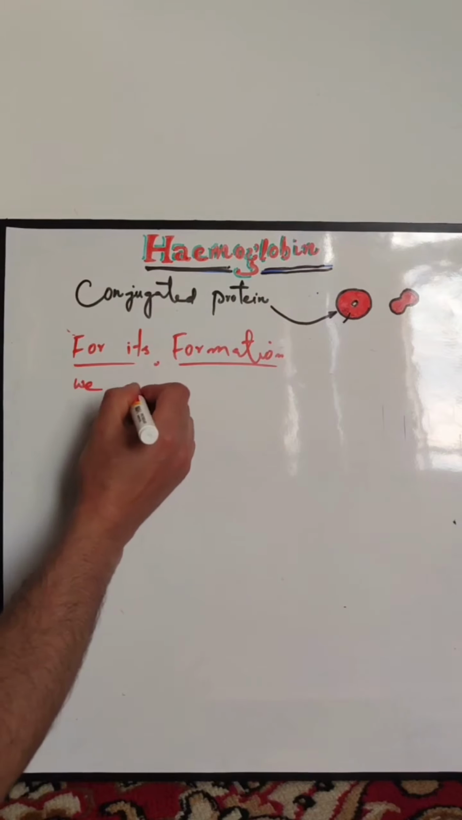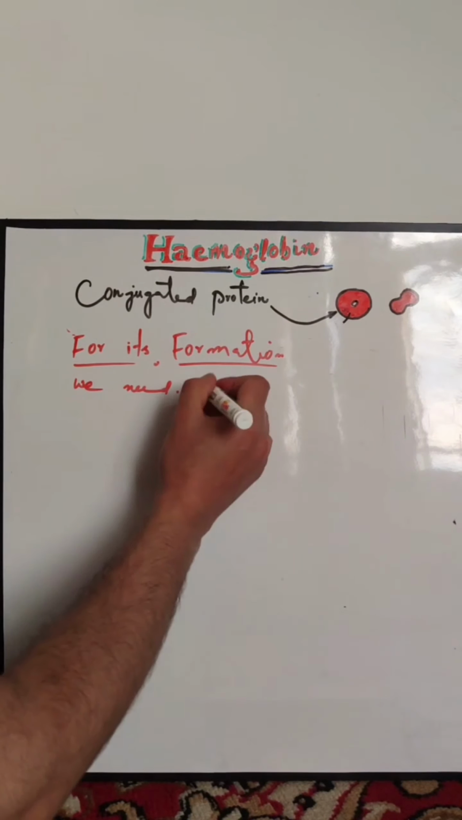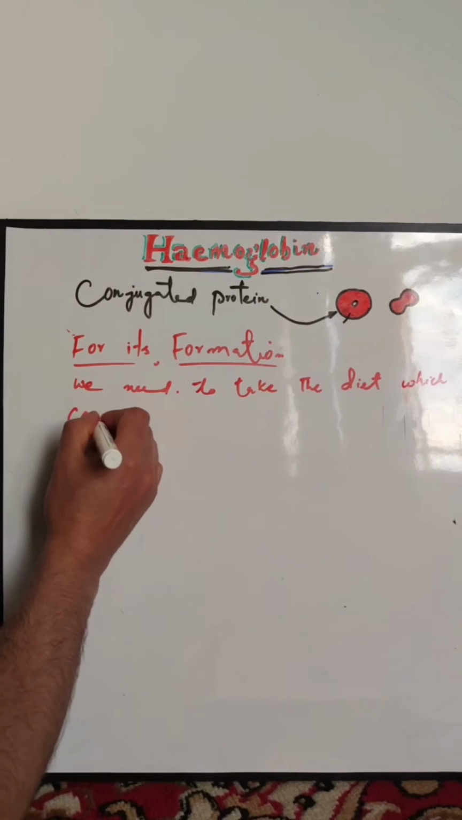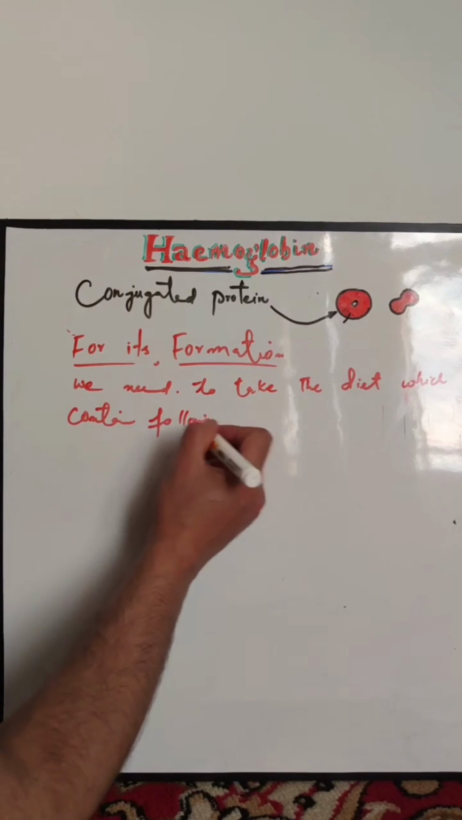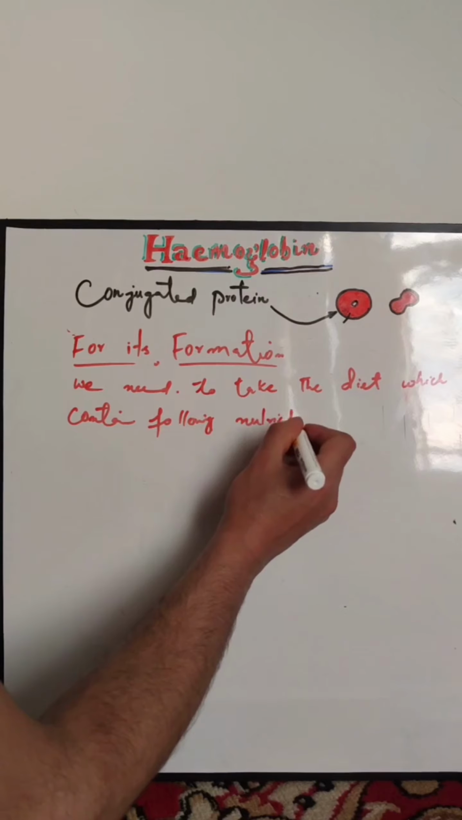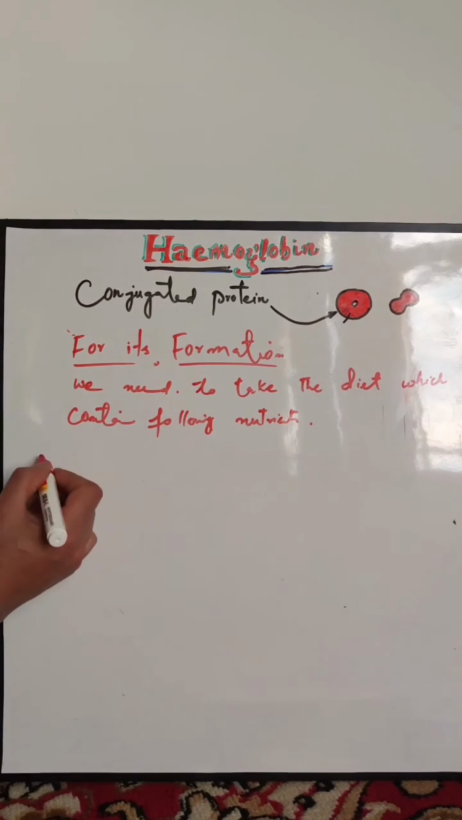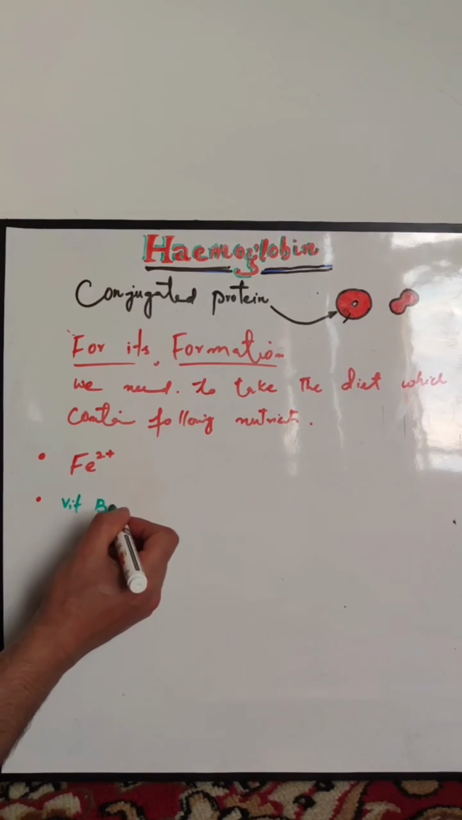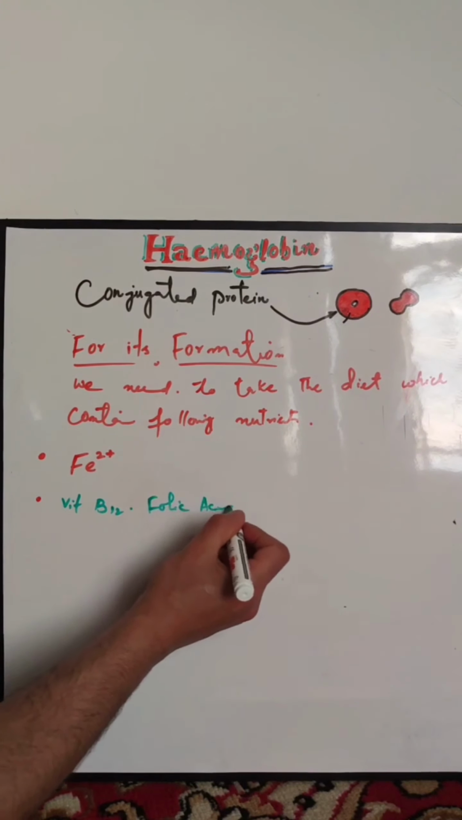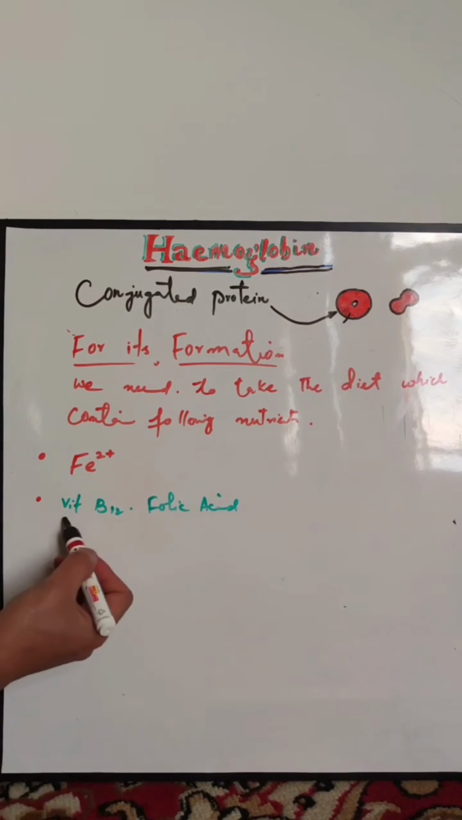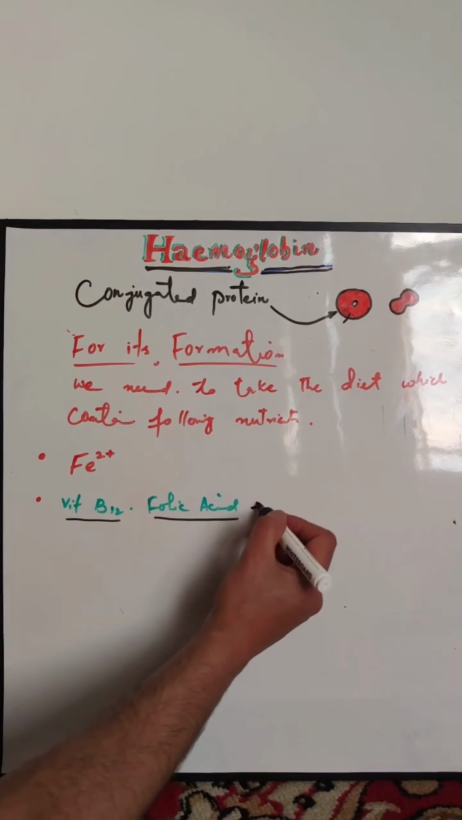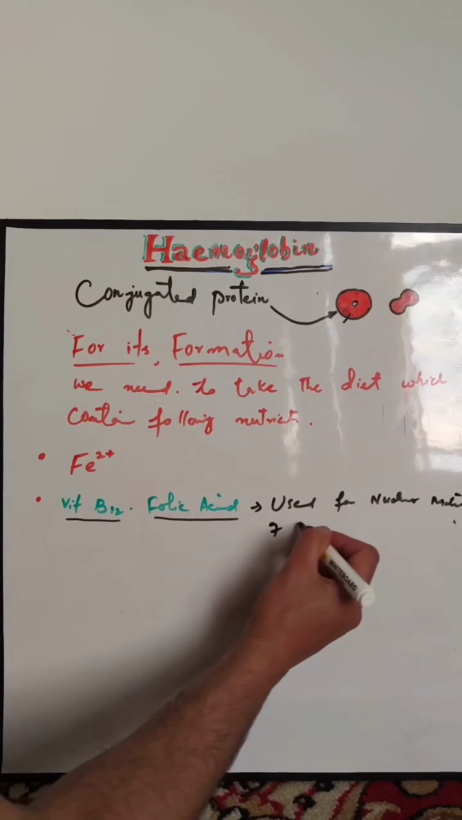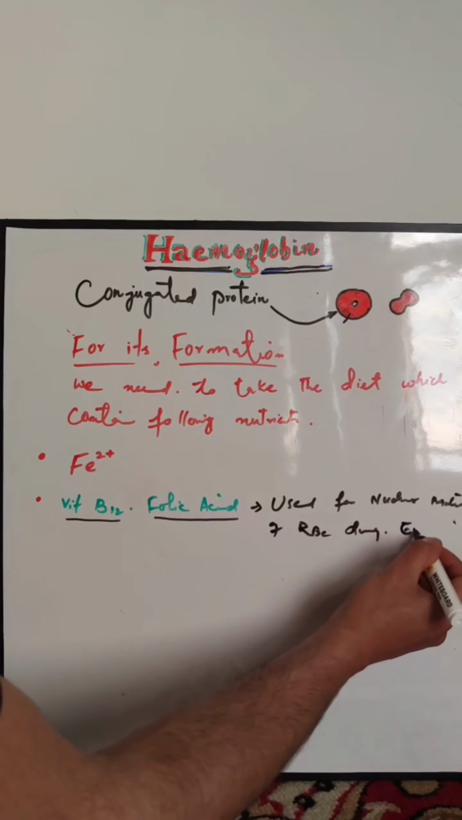For its formation, we need to take a diet which contains the following nutrients. First is iron. Iron is the most important part of hemoglobin. Second is vitamin B12 and folic acid. Vitamin B12 and folic acid are used to mature the nuclear material during erythropoiesis, during RBC formation.